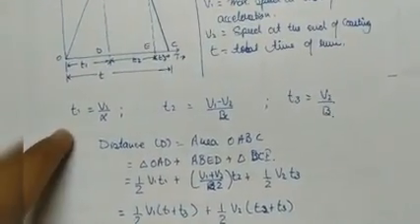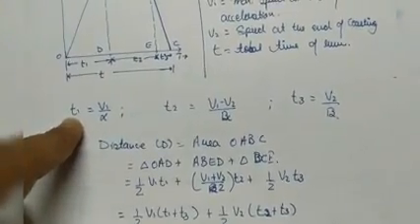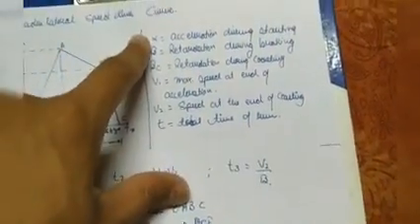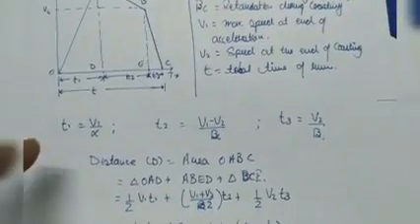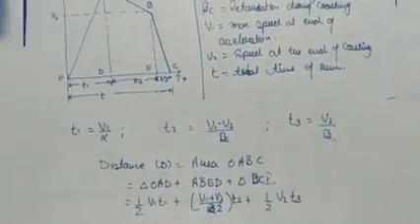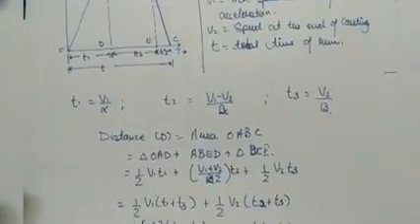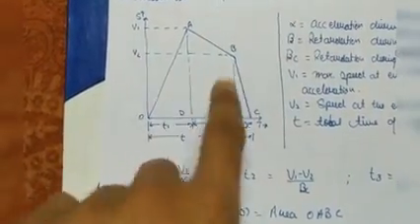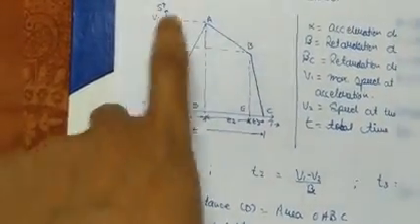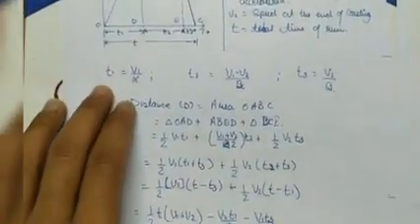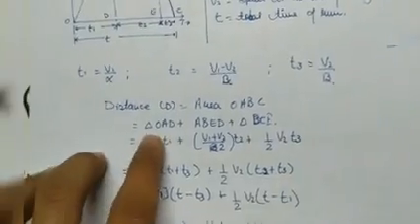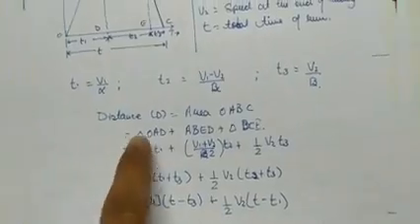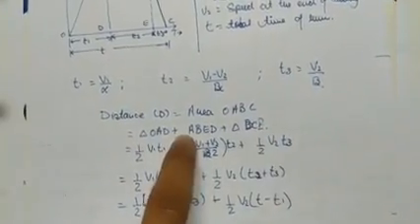Time is equal to distance upon speed. All these points are mentioned here, and you can find the values of t1, t2 and t3 similarly to the previous method. We are going to find the area of the whole curve under O, A, B, C, O. This can be divided into three parts: triangle OAD plus ABED plus BCE. These two are triangles and this one is a rectangle.